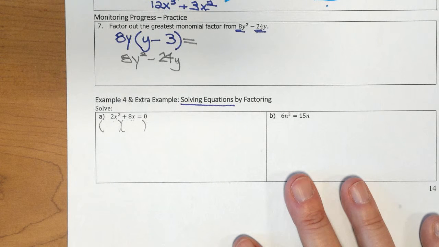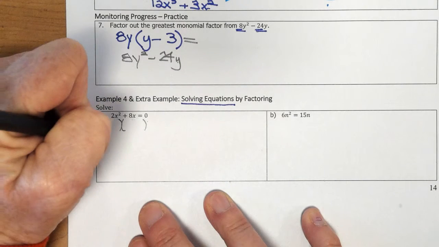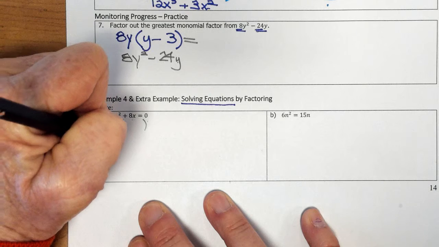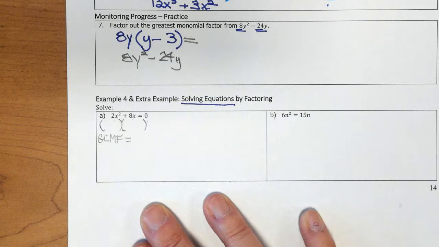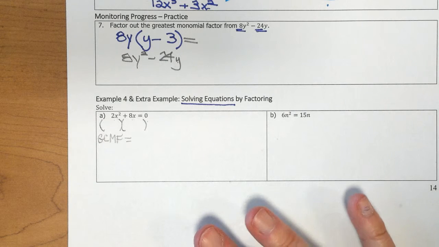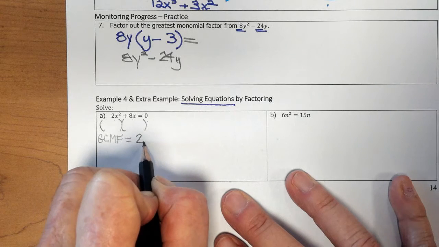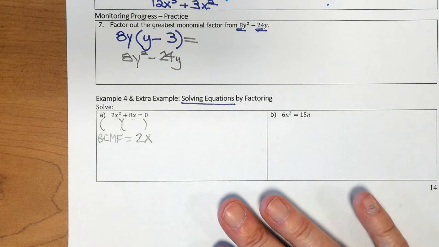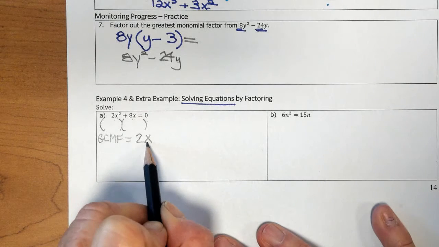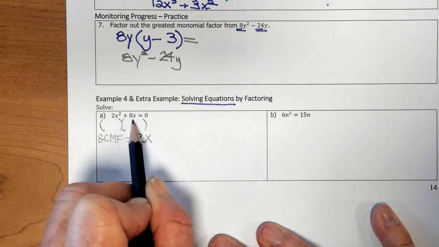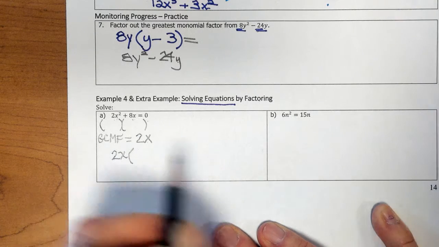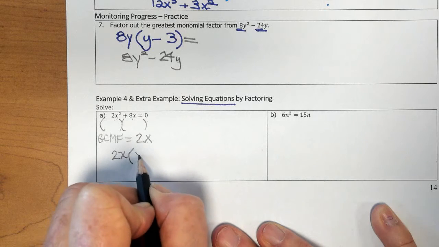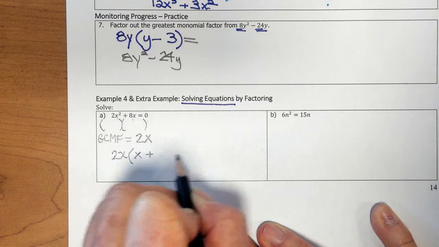So 2x squared plus 8x equals 0. The very first thing I'm going to do is find the greatest common monomial factor. So what is the greatest common monomial factor between 2x squared and 8x? Well, it is definitely 2x. So what I'm going to do is take 2x out of 2x squared and 2x out of 8x. I'm going to pull it in front. And what do I have left when I do that? I have x plus 4.